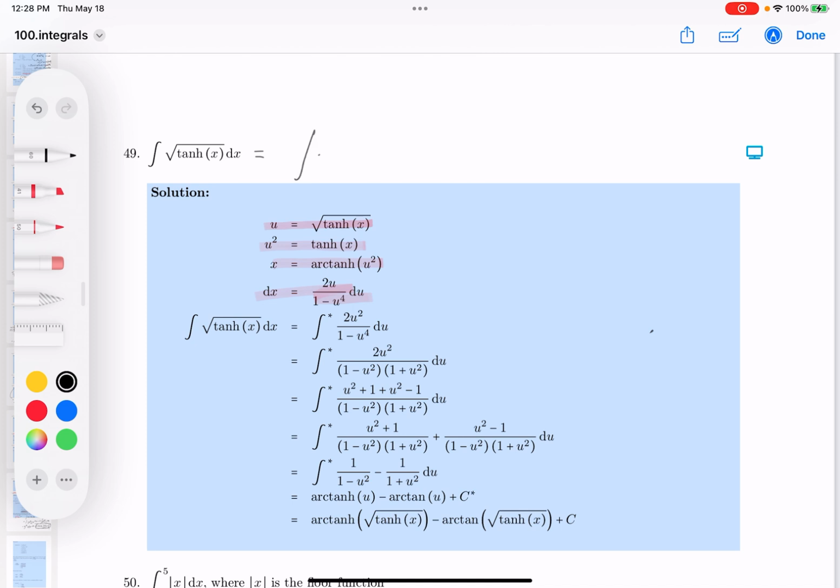And what would you get? You'd get u, and what's dx equal to? 2u, and then 1 minus u to the fourth. And what do you get over here? Well, as advertised, you got something that is simpler.